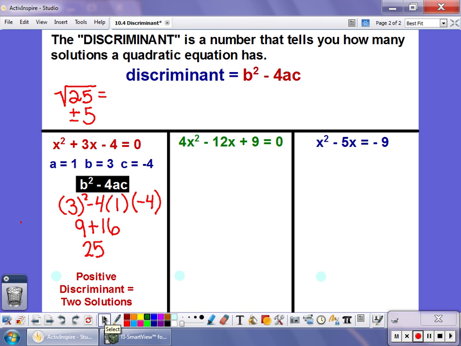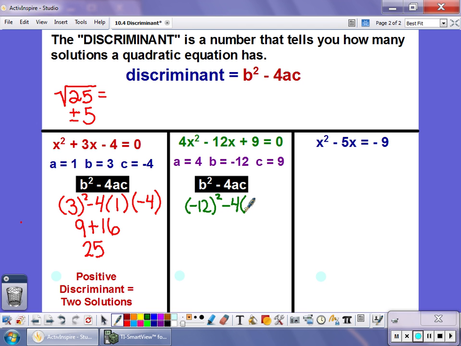Look at this problem here. Again, it's already in standard form, already equals 0, so I know my a, b, and c values. So I'm going to plug into my formula here. Okay. Now, b squared is going to be negative 12 squared minus 4 times a, which is 4, times c, which is 9. Well, negative 12 squared, negative 12 times negative 12 is positive 144, and negative 4 times positive 9 gives me negative 144. So 144 minus 144 gives me a discriminant of 0.